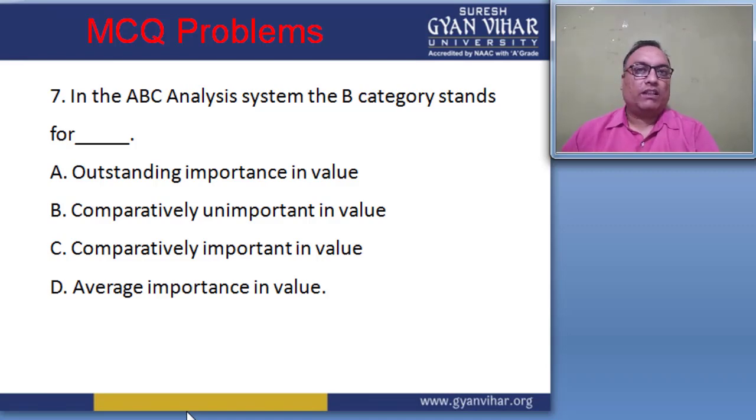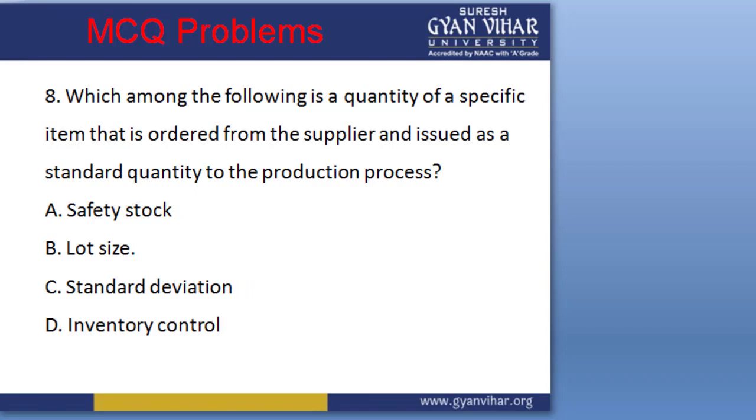In the ABC analysis system, the B category stands for: outstanding importance in value, comparatively unimportant in value, comparatively important in value, and average importance in value. So option D is the right option for this question. And then move to question number 8.